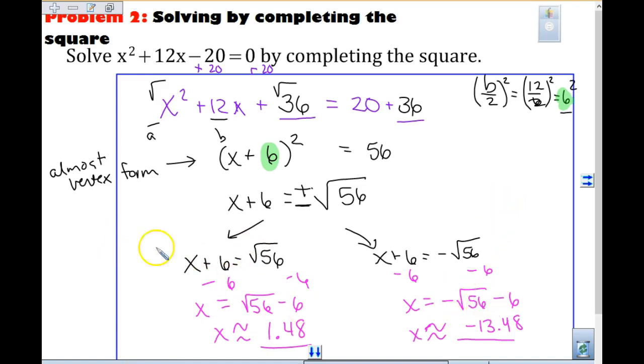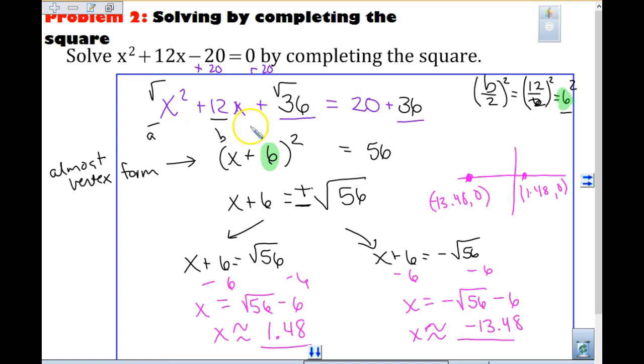If I would have asked you to graph this parabola, right, this is telling us that one answer is way over here at negative 13.48, right? That's where one of them is. And the other one is right here at 1.48, comma 0. That's what they are telling us when we solve. It's the roots, it's the solution.